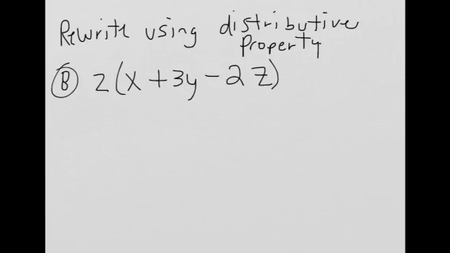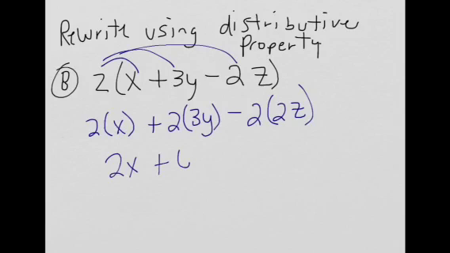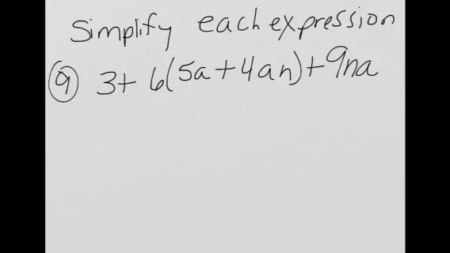Rewrite using distributive properties. So we're going to distribute. So it's going to be 2 times x plus 2 times 3y minus 2 times 2z. Okay, so we're going to have 2x plus 6y minus 4z.